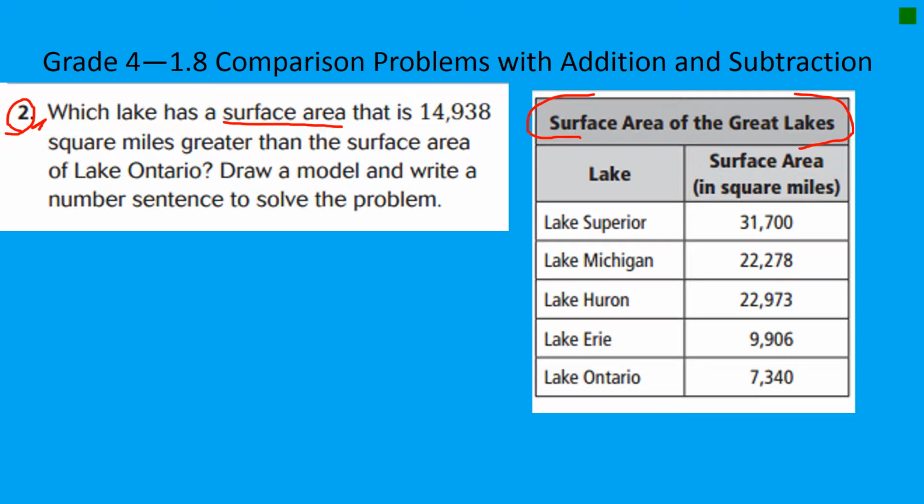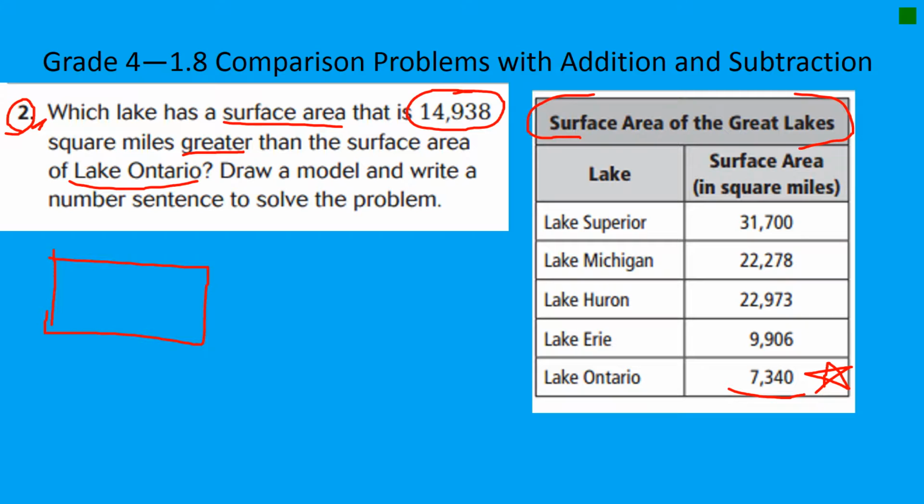Which lake has a surface area that is 14,938 square miles greater than the surface area of Lake Ontario? So we're looking for a lake that's that much greater than the surface area of Lake Ontario, right? So let's see. We have to draw a model. Do you remember the bar models you were doing in class today? Okay, so there's Lake Ontario.